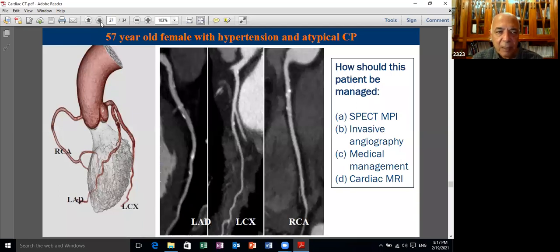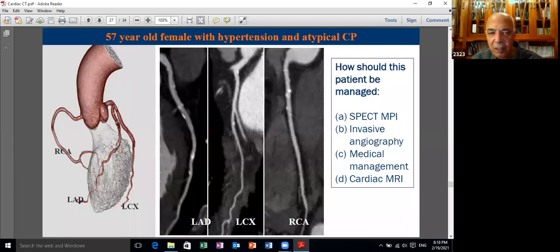Now, this is another question. A 57-year-old female with hypertension and atypical chest pain. How should this patient be managed? A, SPECT MPI, B, invasive angiography, C, medical management, D, cardiac MRI.